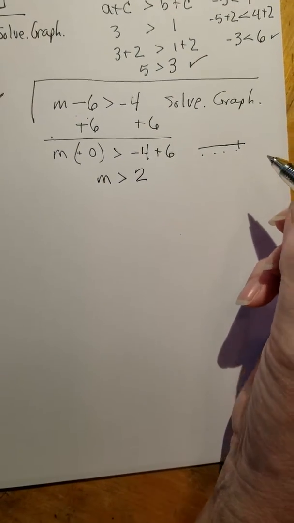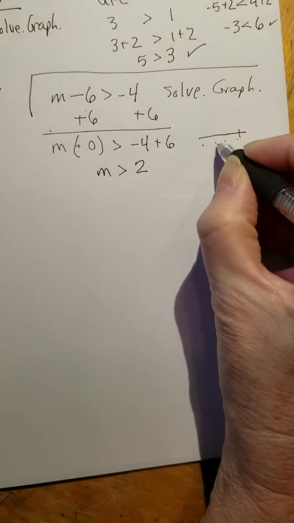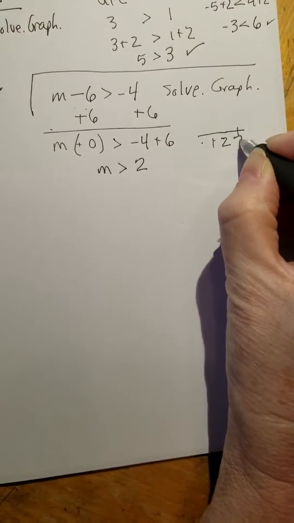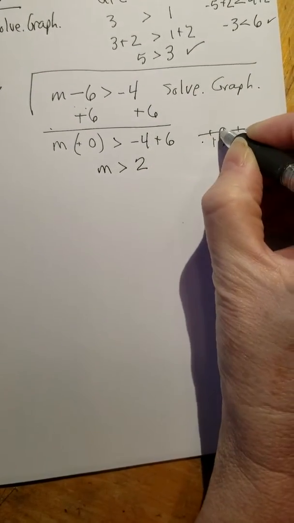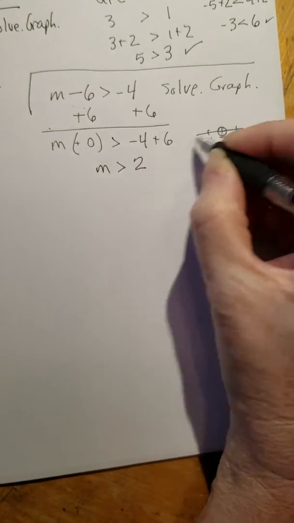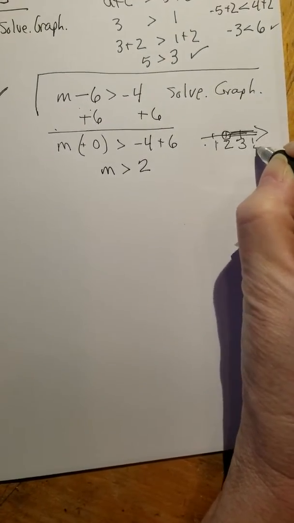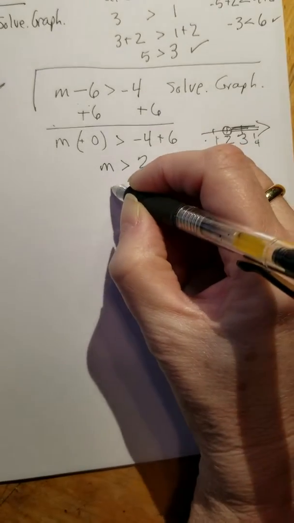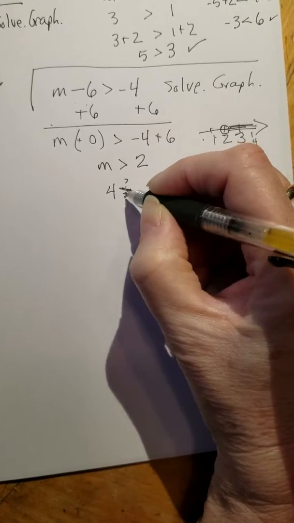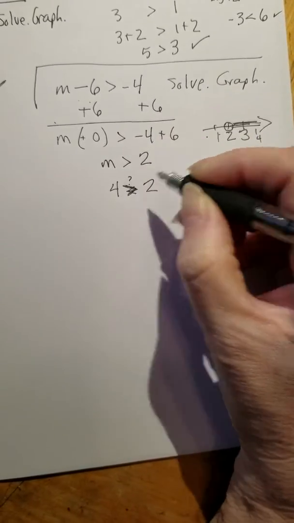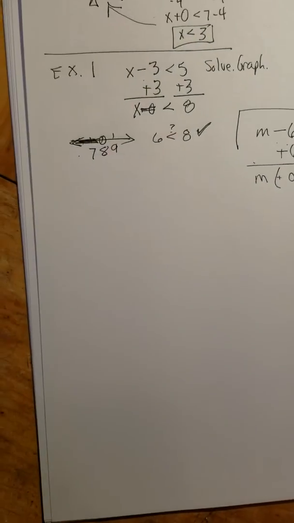Now we're going to graph the solution. I'm going to use this one since I already have it, 2. So I'm going to go 1, 2, 3. Greater than, so it's an open circle. 2. M is greater than, so I'm going to go this way. I'm going to grab a number, let's say 4 over here, and I'm going to check it. Is 4 greater than 2? This is why we don't use pen. Yes, it is. Okay.